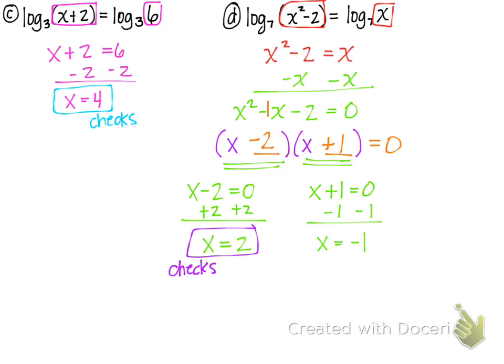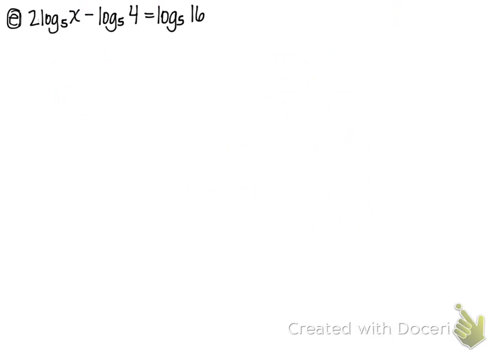And let's take a look at negative 1. Right off the bat, before we even plug it into the left-hand side, if you plug it into the right-hand side, you'll have log base 7 of negative 1. And are we allowed to take logs of negative numbers? Absolutely not. So guess what? This is actually not a solution, and we're going to write extraneous beside it. So we only have one solution for this problem.